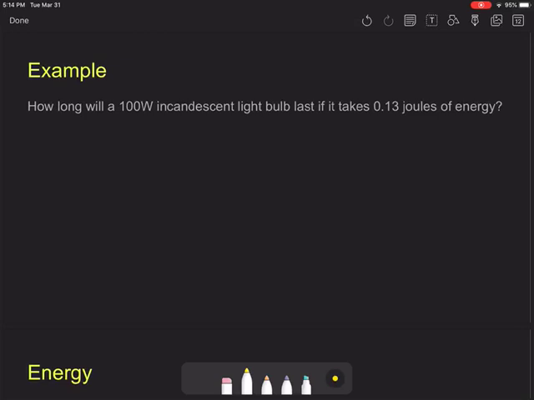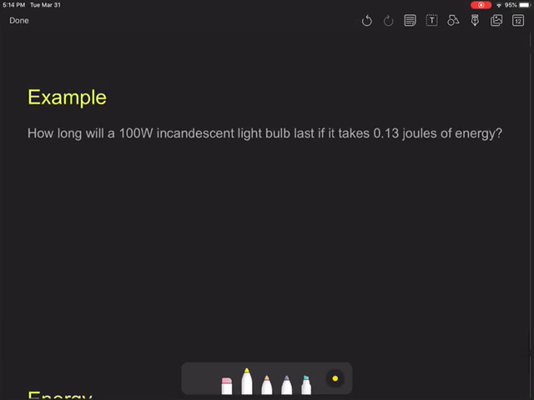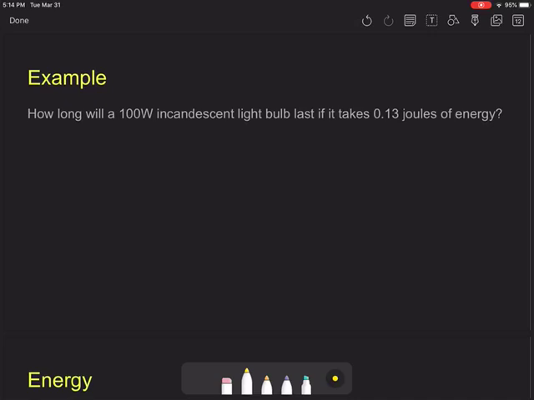So, in this example, it says, how long will a 100-watt incandescent light bulb last if it takes 0.13 joules of energy? Do you remember from grade 8, incandescent light bulb? Memories. Anyways, so it says, how long will a 100-watt incandescent light bulb last if it takes 0.13 joules of energy?